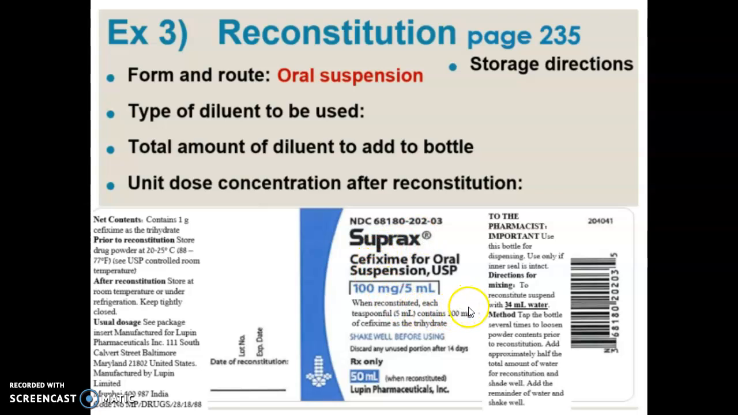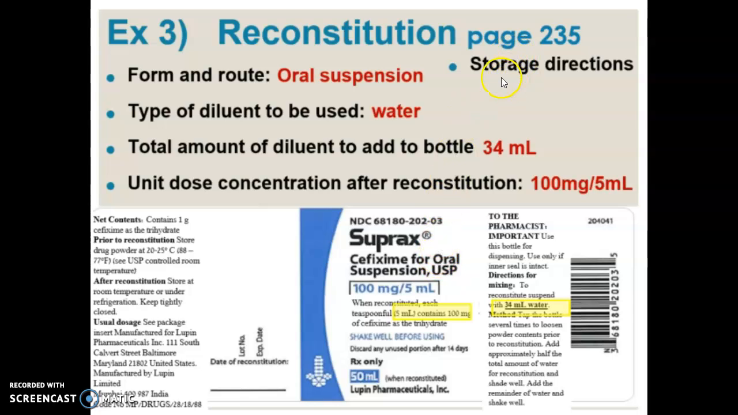Over in here, it tells you something about to reconstitute, suspend with 34 mils of water. So, water. What is the total amount of diluent that we're going to add to the bottle? The 34 mils. What is your unit dose concentration after it's been reconstituted? That's this part in blue here. It also lists it down in here. 5 mil contains 100 milligrams. Okay, so sometimes they'll list it in the reading, but typically it's that piece that's big and bold by the name too.